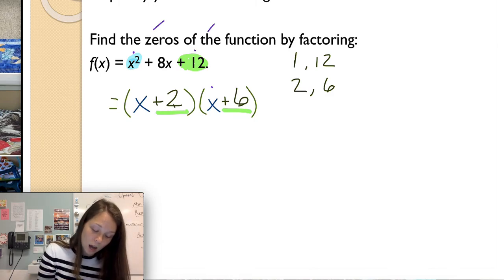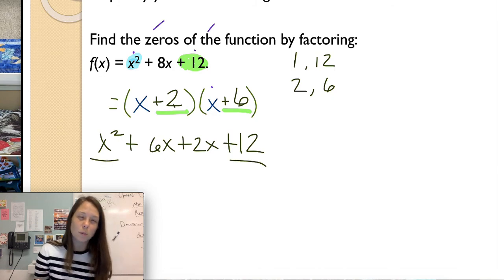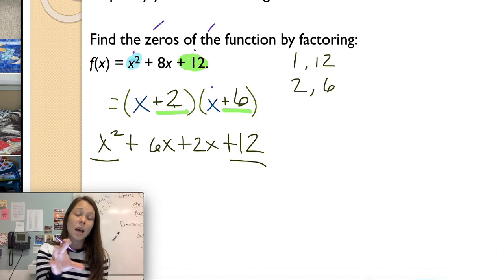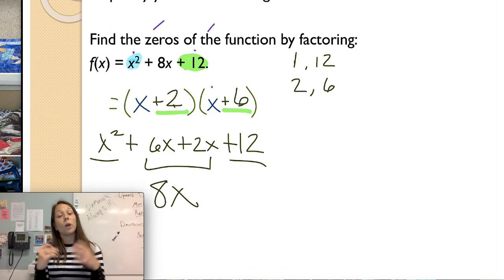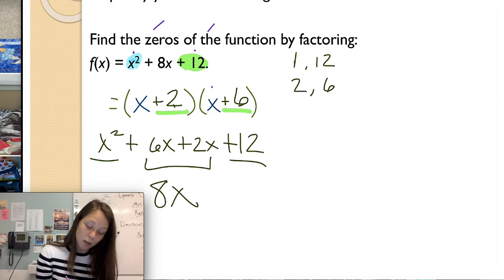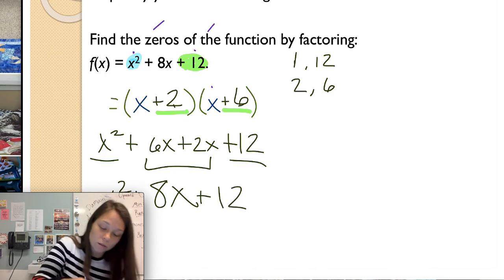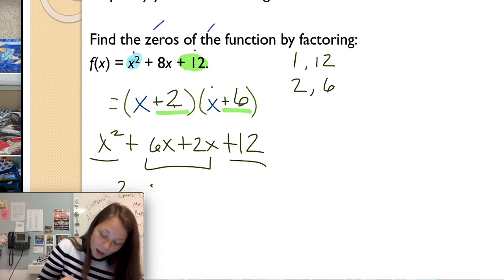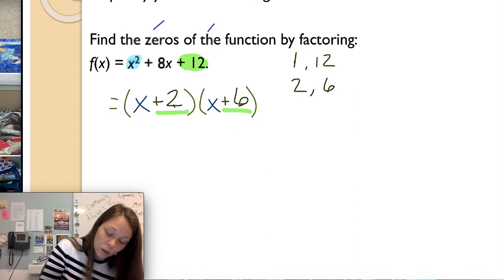If I multiply this one out like before, I get x squared plus 6x plus 2x plus 12. Notice that we really don't need to keep multiplying the first and last terms. It's just the middle terms, x times 6 and 2 times x, and combining those to make sure we get the correct middle term. 6x and 2x give me 8x. So when I multiply these together, I get x squared plus 8x plus 12, the original problem. So I know I've chosen the correct factors of 12.